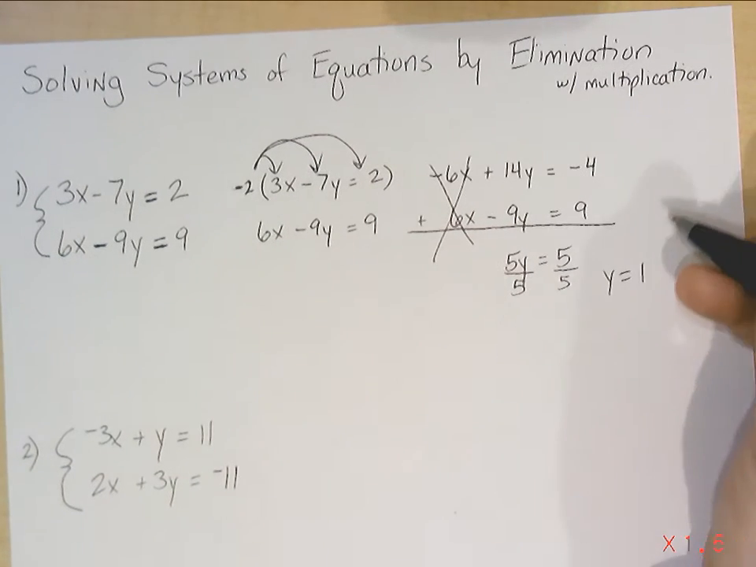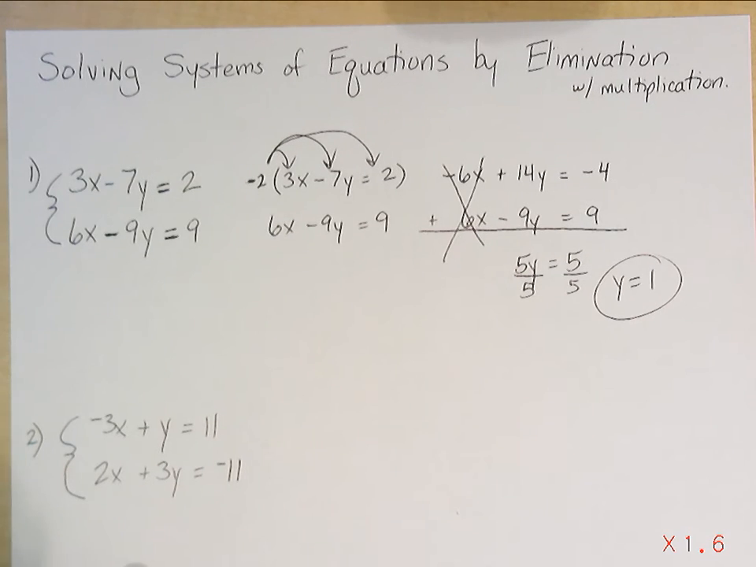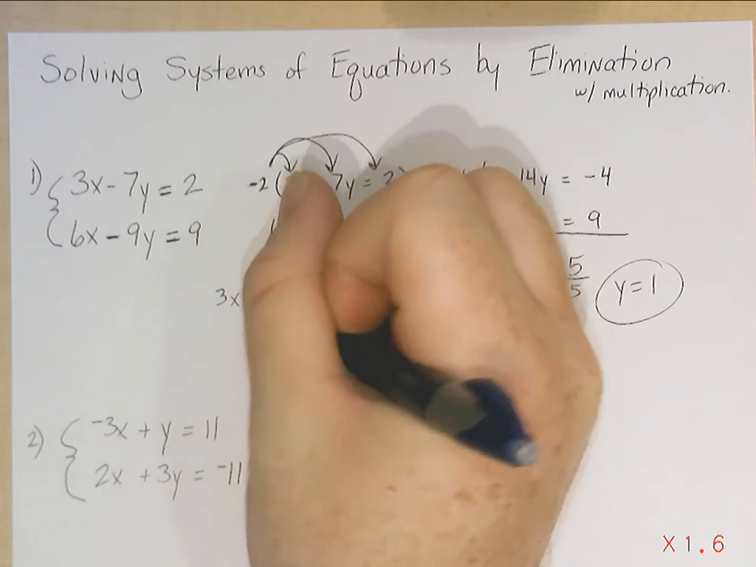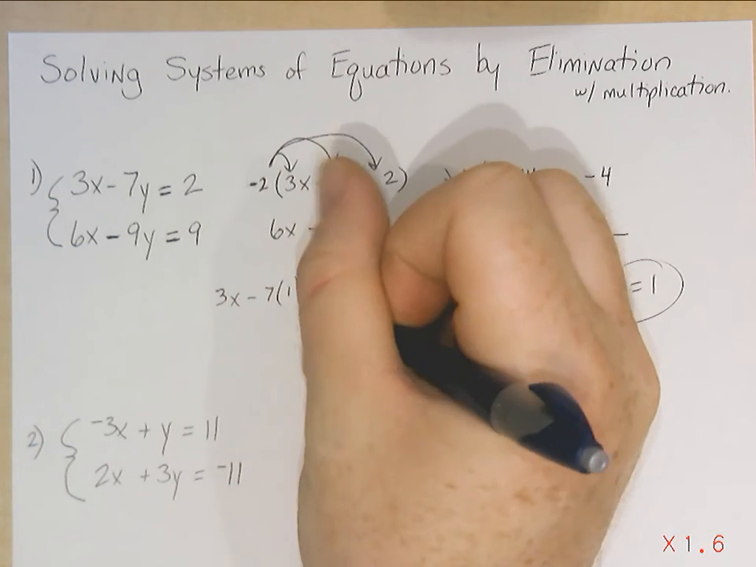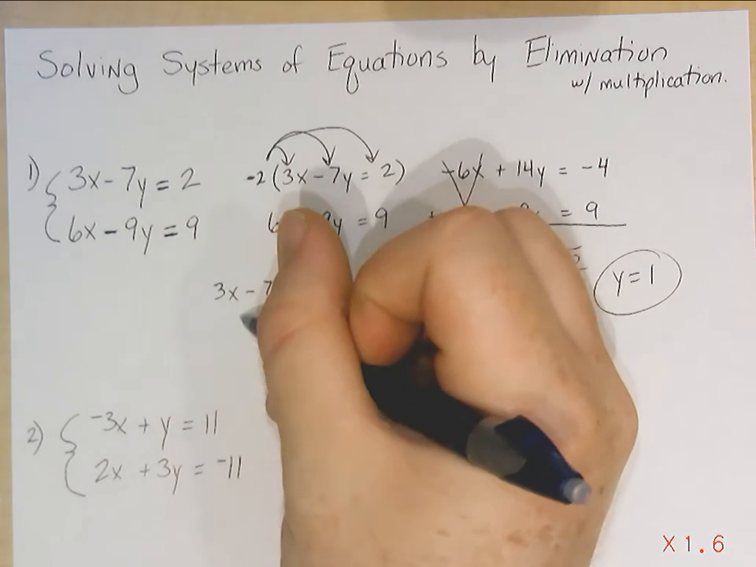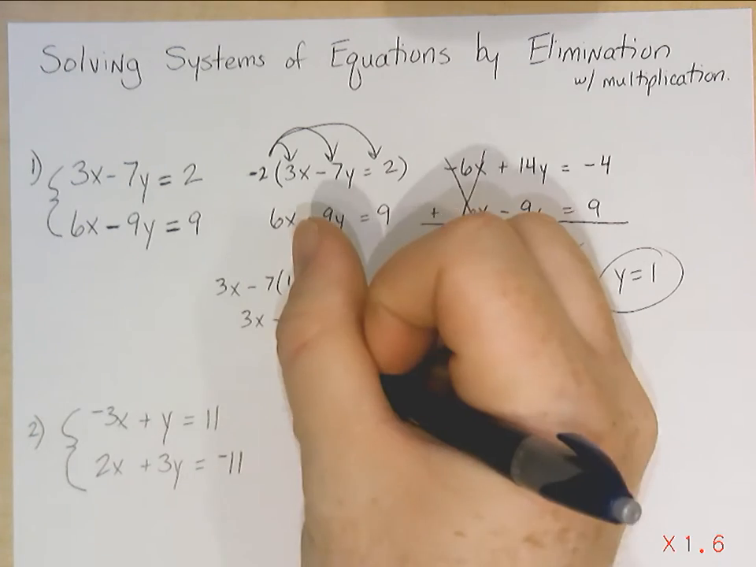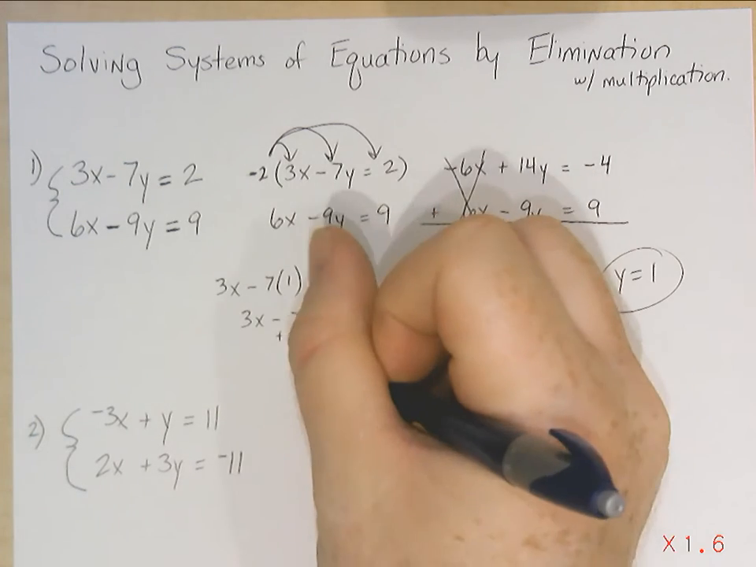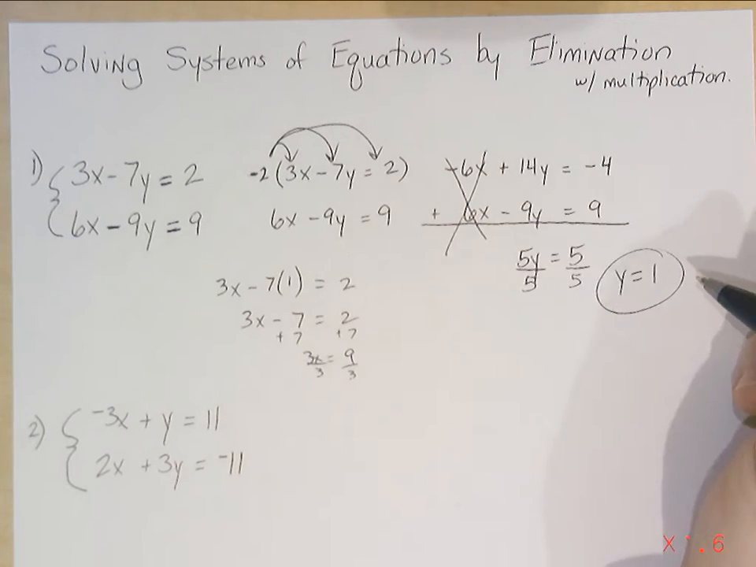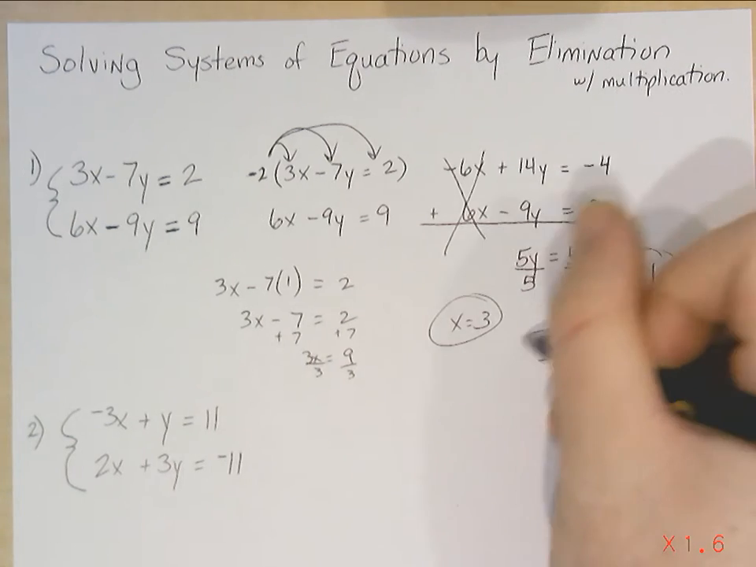And then what you're going to do is plug this back into one of the equations to find out the other variable, x. I'm going to plug it into the first one. Might as well. So 3x minus 7 times 1 equals 2. 7 times 1 is 7, so it's just 3x minus 7 equals 2. Now you've got a two-step equation. 3x equals 9, divide both sides by 3, x equals 3. So 3 comma 1 is the solution.